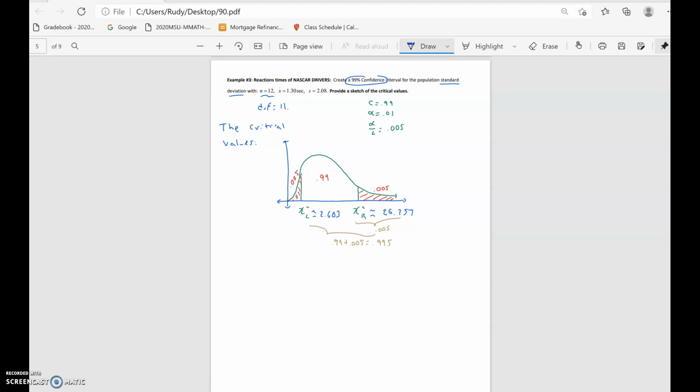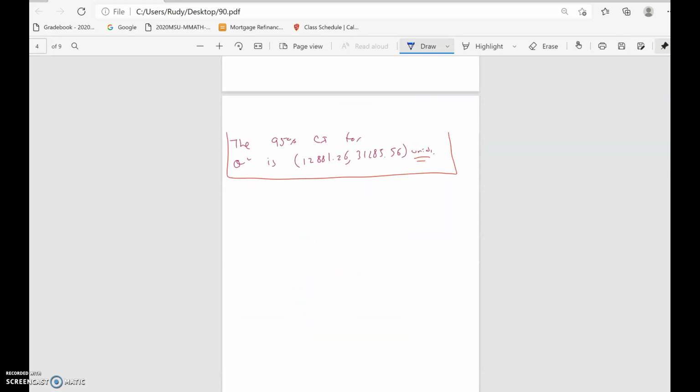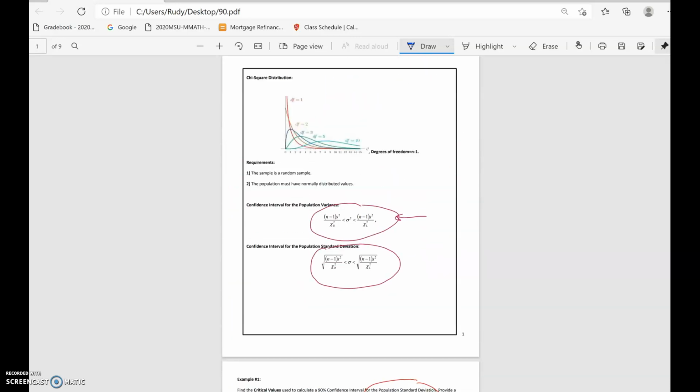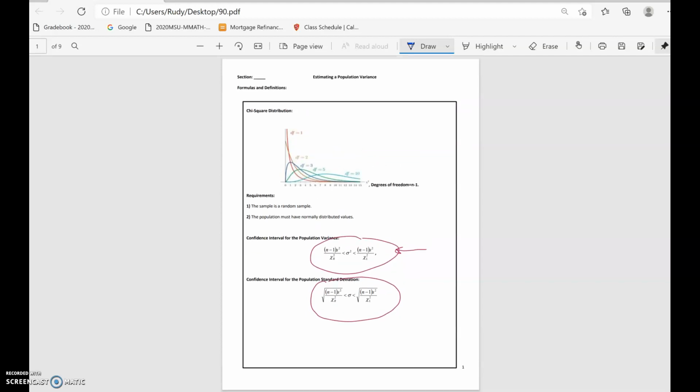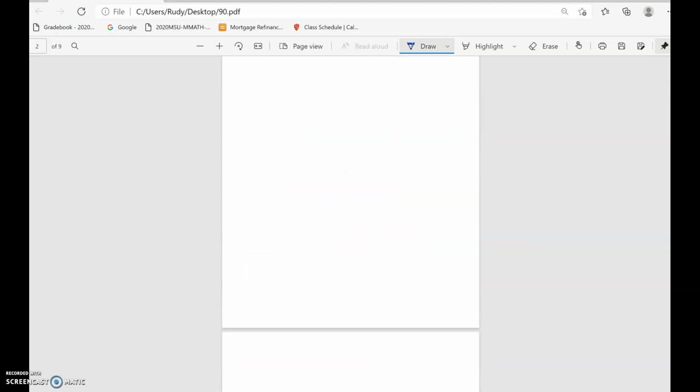Okay, let's actually do the last part, and this is the evaluation of the interval. So in this case, the 99% CI for the standard deviation, in this case sigma, is going to be equal to the following. And then I'm just going to move on to the formula. So we're doing the standard deviation. Therefore, you could just go directly to that formula. So we're looking at the following.